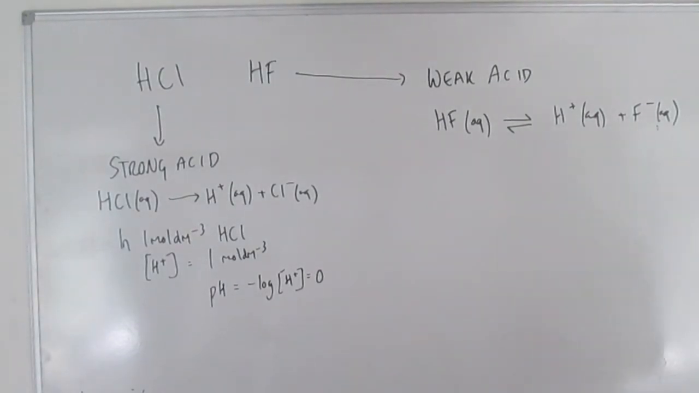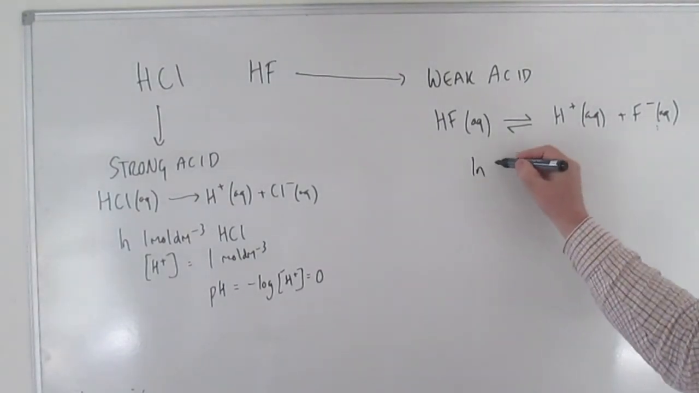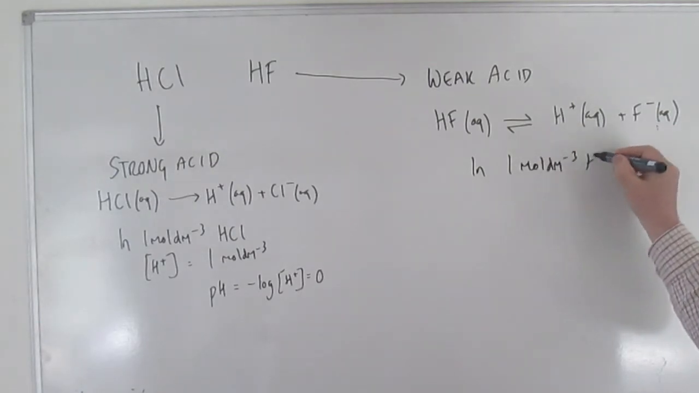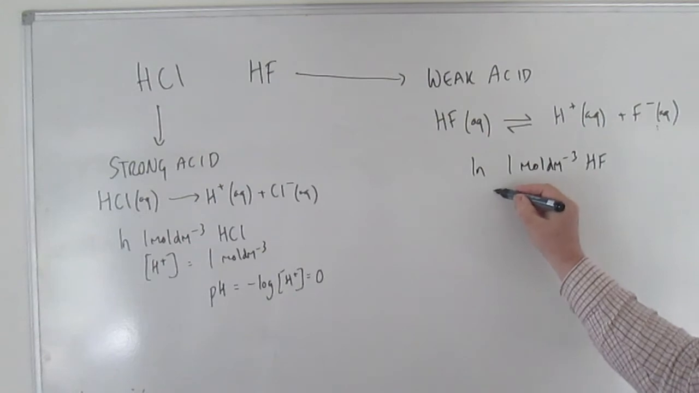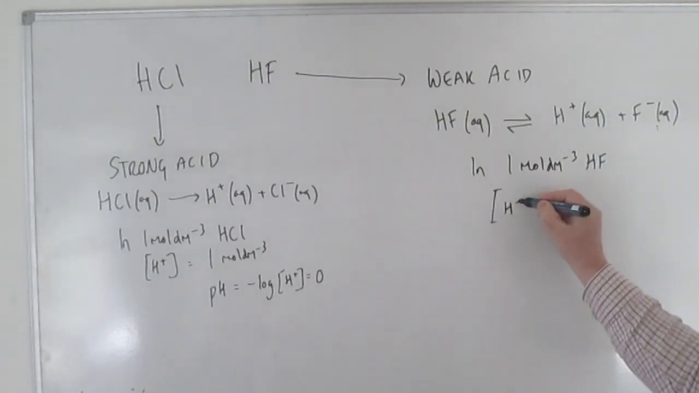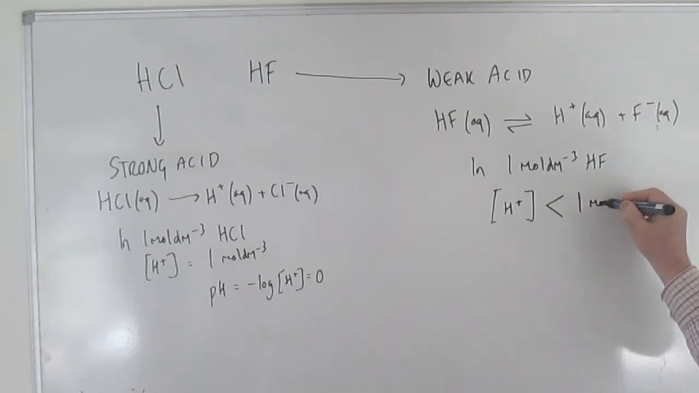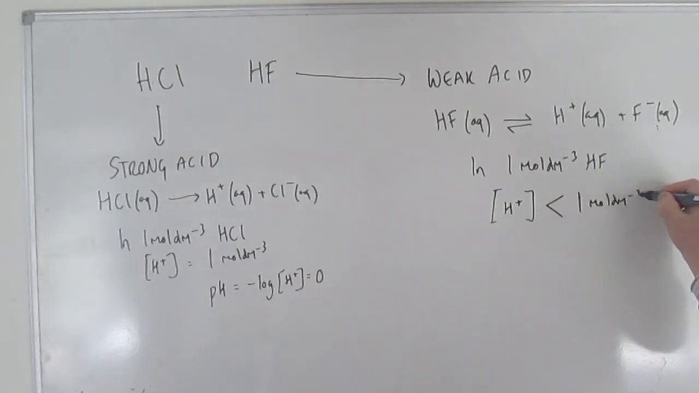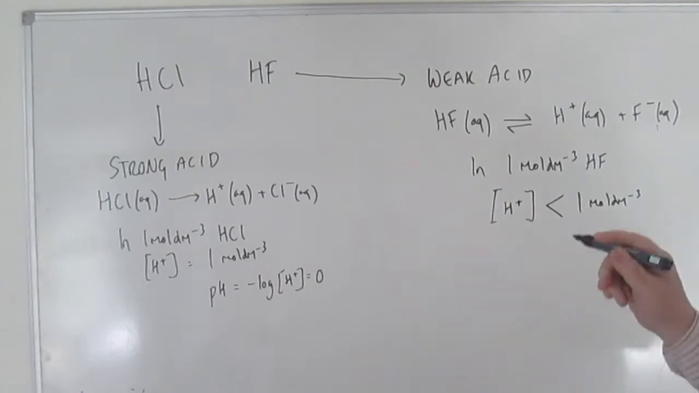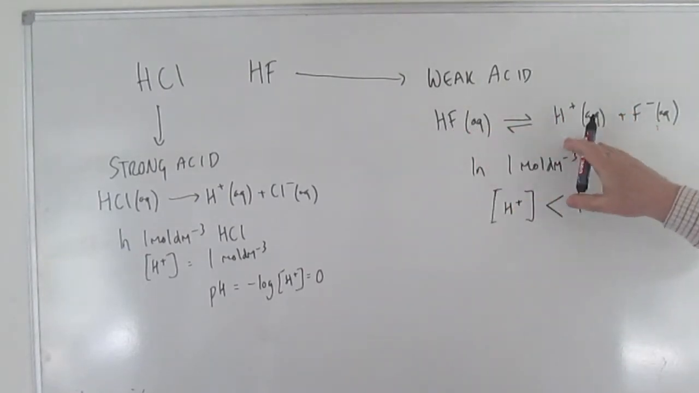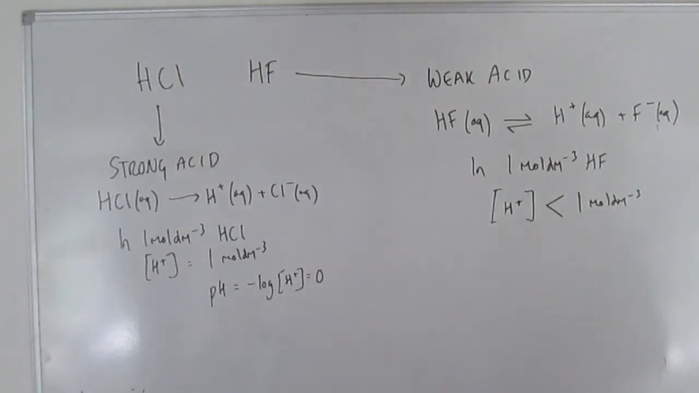But in the case of HF, if you make 1 mole per dm cubed HF, you find that H+ is actually much less than 1 mole per dm cubed, because only a fraction of the HF molecules actually break up to release H+.